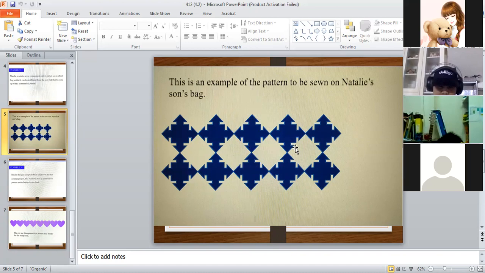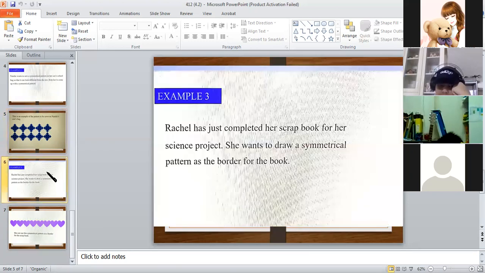Understand or not? And if you want to put the dotted line horizontally, the top of the shapes must be the same as the bottom. Okay, so example number 3, the last example.